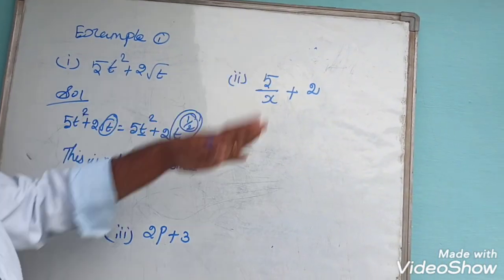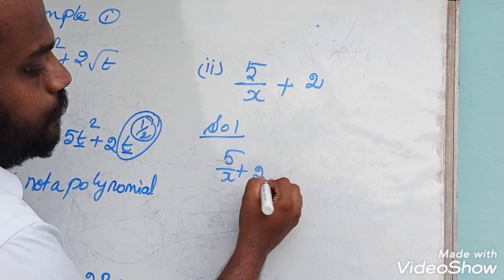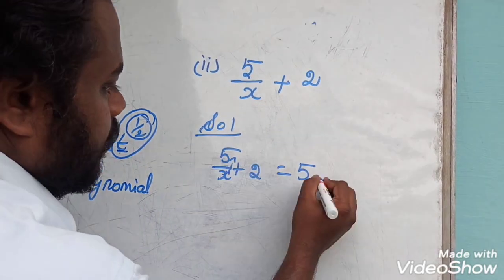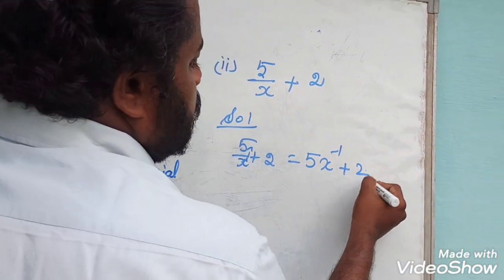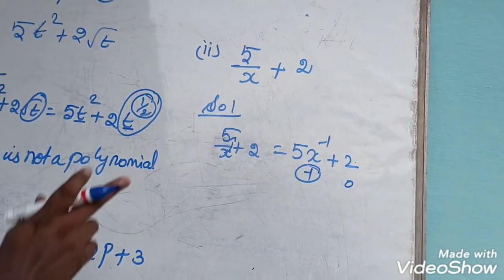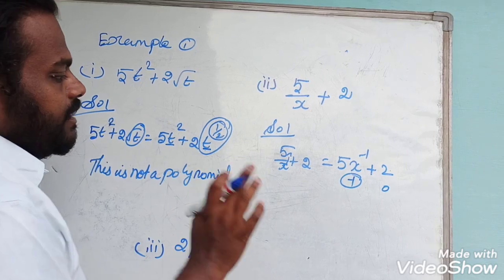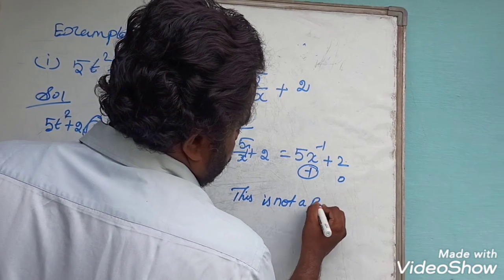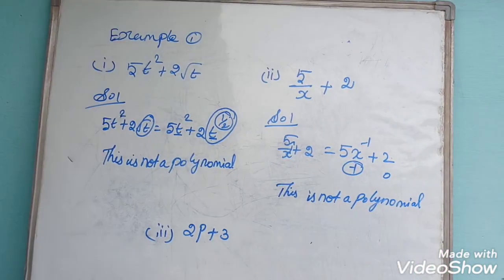And next we move on to the second question. Solution: 5 by x plus 2. Here I write 5, and x power 1 in the denominator goes to the numerator as x power minus 1, plus 2. Here you see the exponent is minus 1, a negative integer. Already I told you only when the exponents are whole numbers do we say it is a polynomial. So this is not a polynomial. The first two questions do not satisfy the conditions for a polynomial.